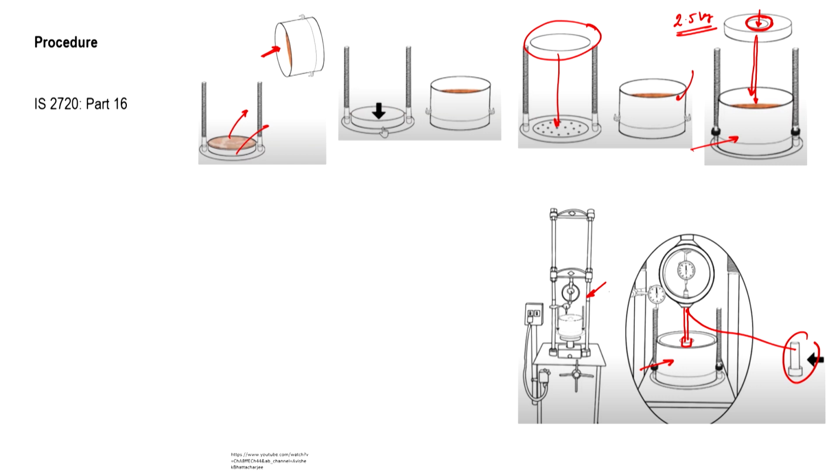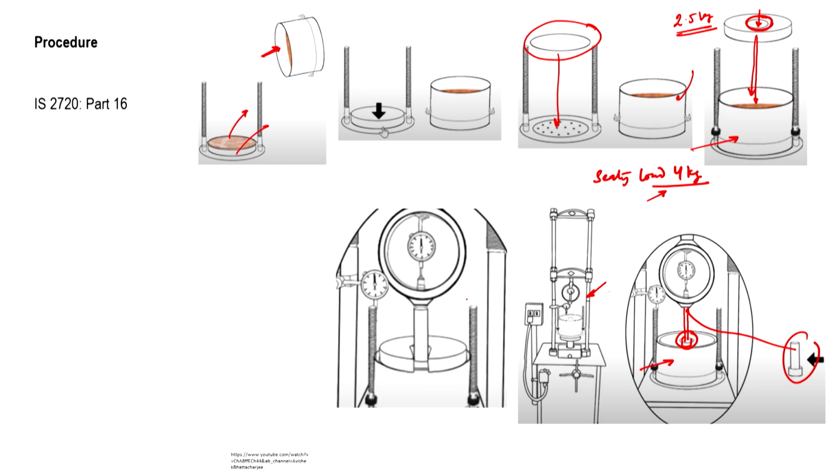So, I will put a seating load of 4 kg by turning on the CBR machine. Now, this seating load is given to achieve good contact between the plunger and the soil sample before we start the test. So, we will first give a seating load of 4 kg and then in the next step we will keep another annular weight of 2.5 kg on the sample. So, this is an additional load of 2.5 kg, which means the total load is 5 kg.